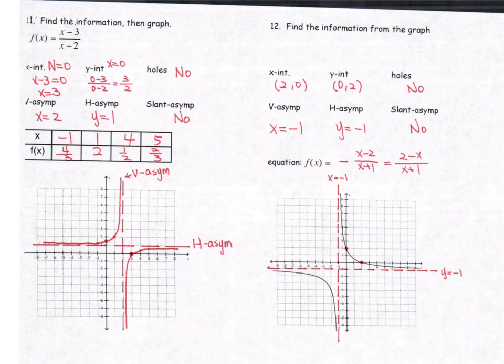Horizontal asymptote: because both of them are linear equations, you take the leading coefficient of each, and that should be the horizontal asymptote. My numerator has 1 times x, the bottom has 1 times x, so 1 over 1. The horizontal asymptote is y equals 1.